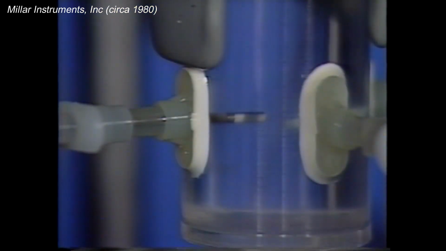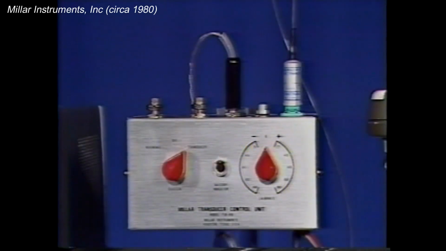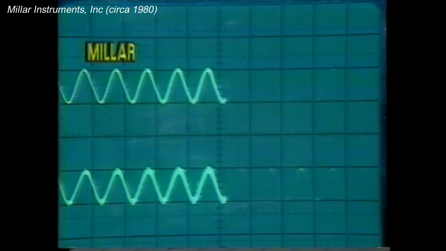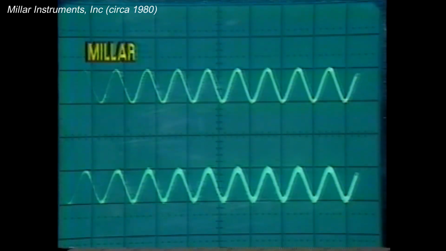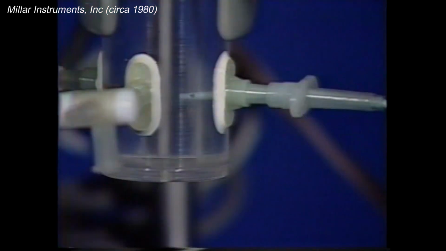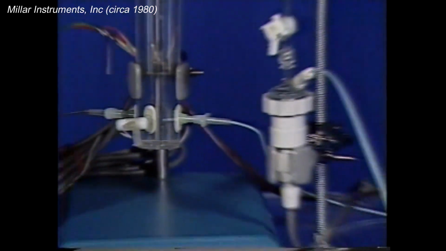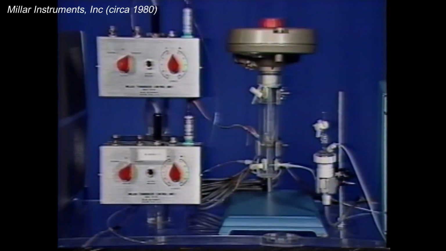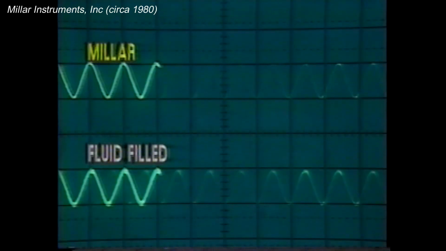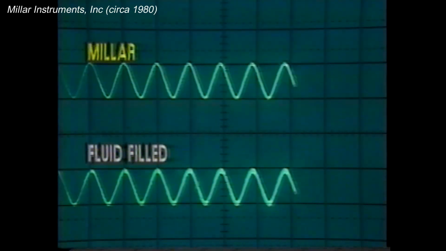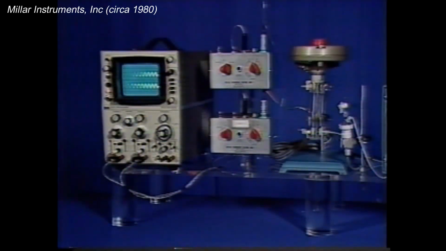The catheter tip transducer is connected to a Millar transducer control unit and is in turn connected to the first or top channel on a dual trace oscilloscope. The fluid-filled catheter and its external pressure transducer is connected to another Millar transducer control unit and is represented on the second or lower channel on the oscilloscope. As you can see, the pressure signals being reproduced on the oscilloscope are those pressures that are being generated in the fluid column.